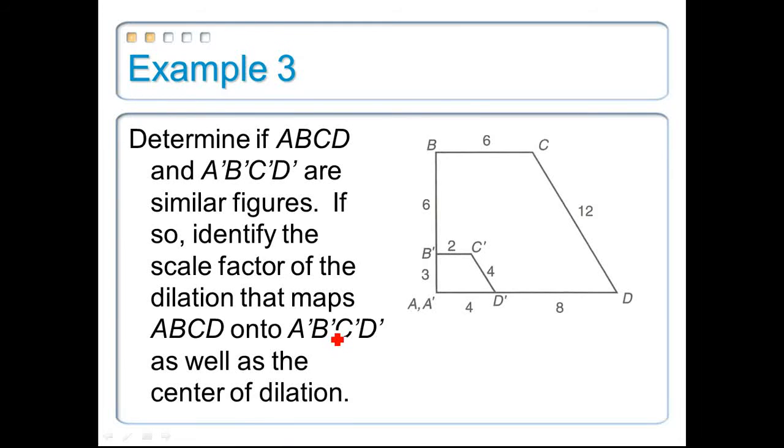And I'm going to get the pen here. It says determine if quadrilateral ABCD and A prime, B prime, C prime, D prime are similar figures. If so, identify the scale factor of the dilation that maps ABCD onto A'B'C'D', as well as the center of the dilation. Well, remember, the center is going to be the place where the rays come out to make the other one. Now, there's a dead giveaway where the center is on here, and so let me show you that right now.